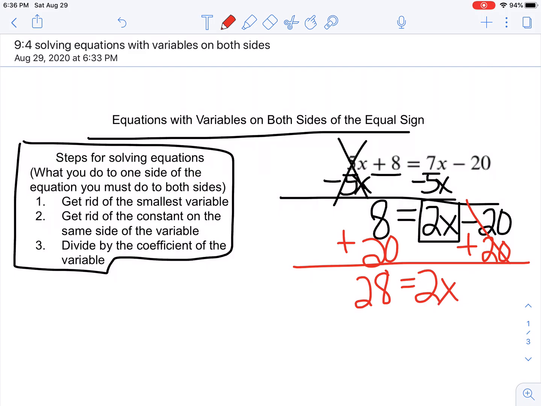And then the last step says divide by the coefficient of the variable. The coefficient of 2x is just 2, so that's what we're going to divide by. So always divide by the number that's in front of the x. So we're going to divide by 2. That cancels out and leaves 28 divided by 2 is 14. So x equals 14.